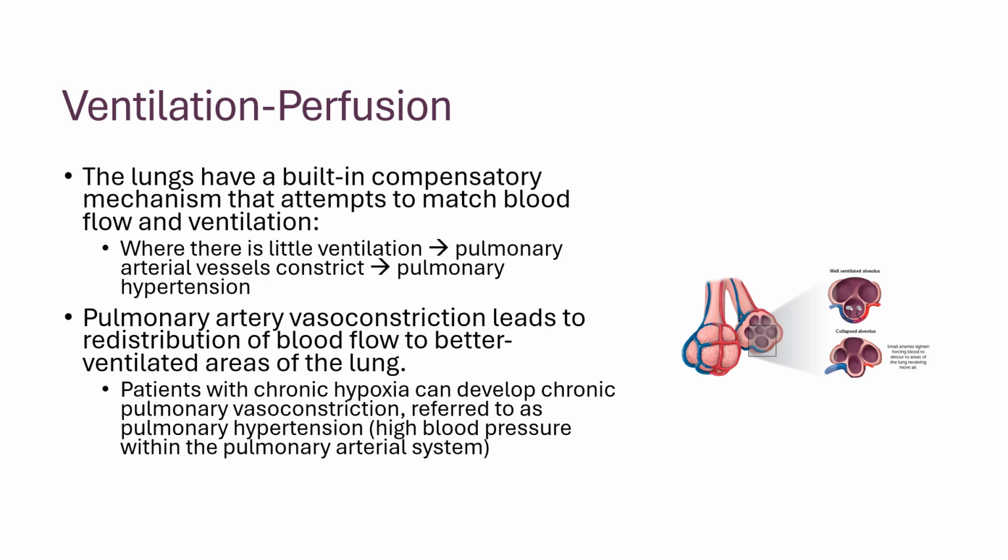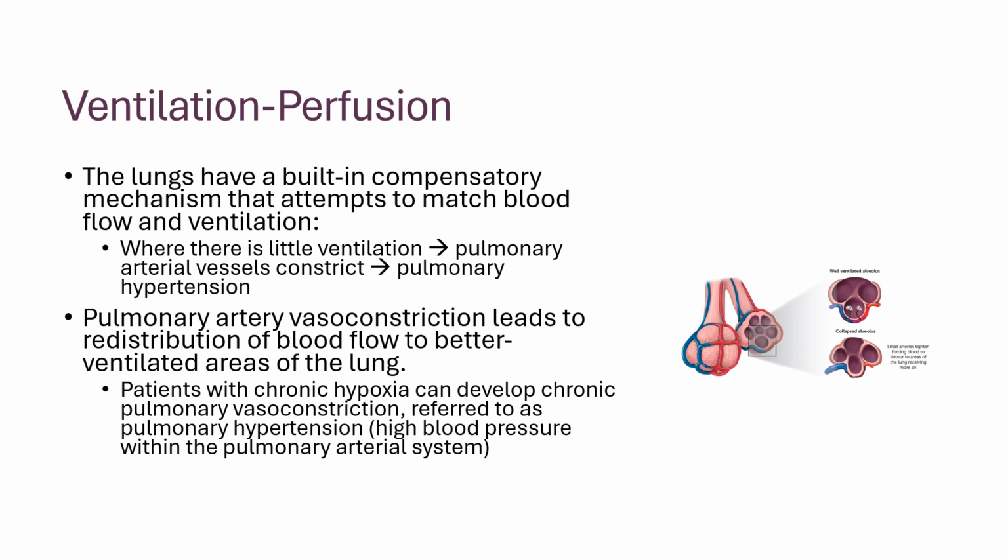So your lungs work very well together with this ventilation perfusion system. Where there's little ventilation, pulmonary artery vessels constrict, causing pulmonary hypertension. So if I'm not ventilating, like if I have an issue with my diaphragm where it's not allowing me to have those deep breaths, then my pulmonary artery vessels are going to constrict and cause pulmonary hypertension. Pulmonary artery vasoconstriction leads to redistribution of blood flow to better ventilated areas of the lung. So like I said, both of these work with one another.